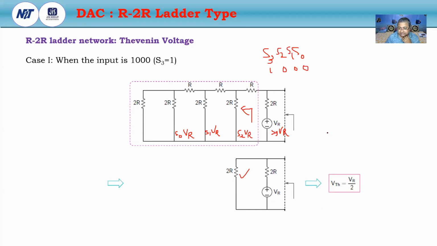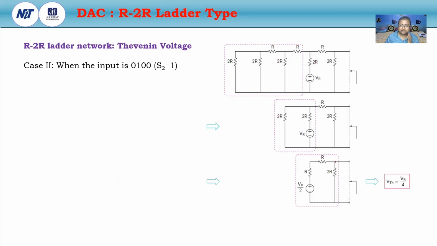Now what will be the Thevenin voltage? The Thevenin voltage is nothing but 2R connected with VR divided by 2R plus 2R, into VR. So what will be the voltage? VR by 2. So when S3 is equal to 1, the first MSB is 1, then that will be the Thevenin voltage. So the Thevenin voltage is VR by 2.